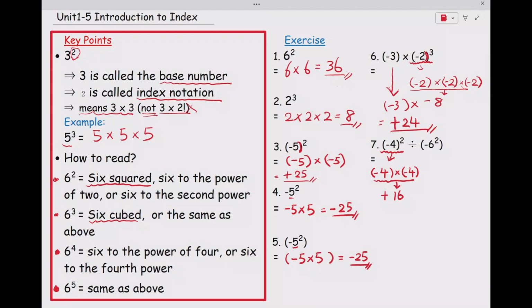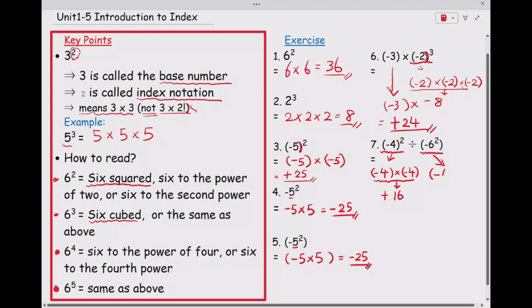Next, we calculate bracket minus 6 to the second power and close bracket. Which one is directly touched by the index? Yes, that's right. Number 6. Again, it's only 6, not minus 6. So, bracket minus 6 to the second power and close bracket means minus 6 times 6, which equals minus 36.